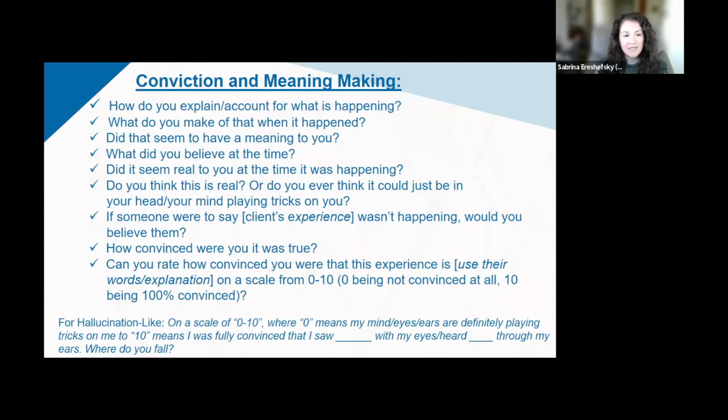Conviction and meaning making is another really important concept in our mini SIPS. Within meaning making, it's about how is this person understanding this experience? How do they explain it? What do they account for it? Does it have a meaning to them? And what do they believe? In conviction, we're trying to find out how real or true they feel this experience is.